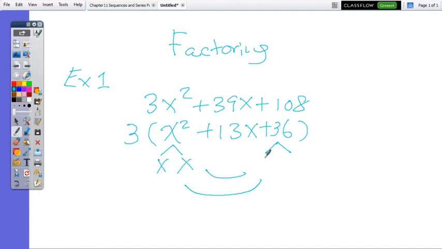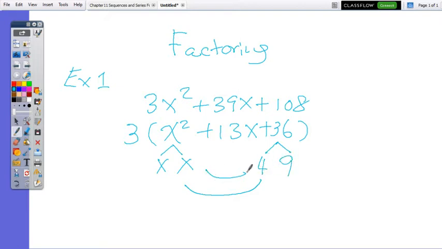There are so many combinations for 36. So many possibilities. It could be 1 and 36, 4 and 9, 2 and 18. The one we want is the pair whose sum is the same as the number here in the middle. So the one that I select would be 4 and 9.